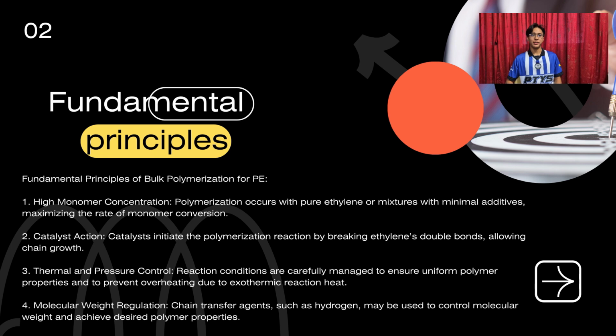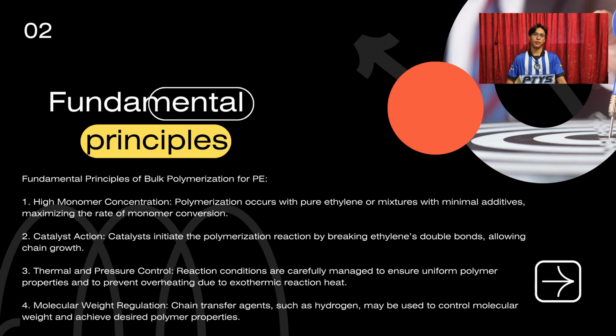The fundamental principles of bulk polymerization for PE: the first is high monomer concentration. Polymerization occurs with pure ethylene or a mixture with minimal additives, maximizing the rate of monomer conversion. The second principle is catalyst action. Catalysts initiate the polymerization reaction by breaking ethylene's double bonds, allowing chain growth.